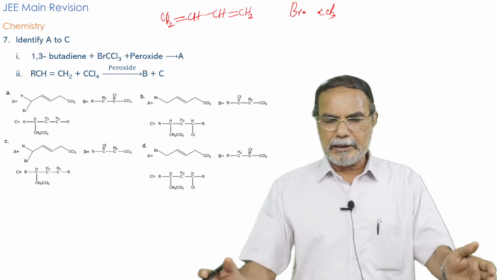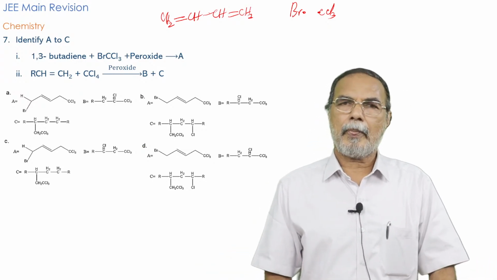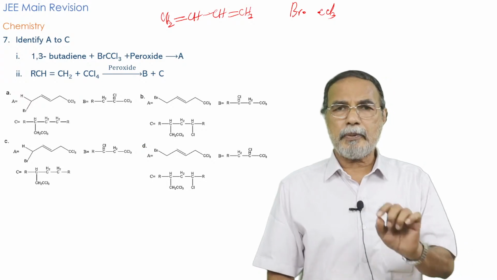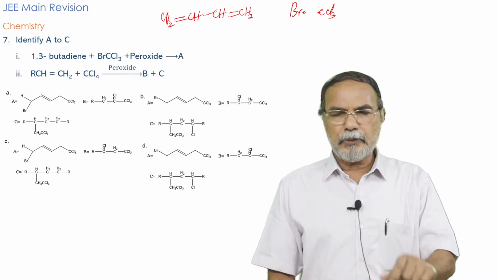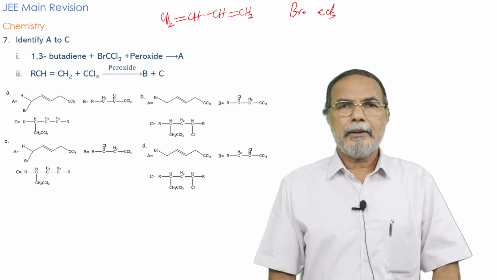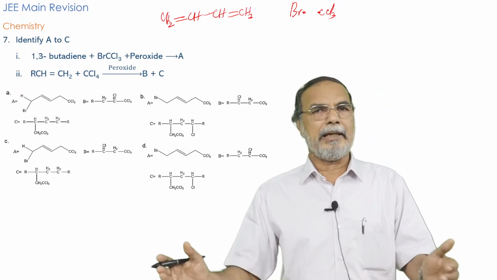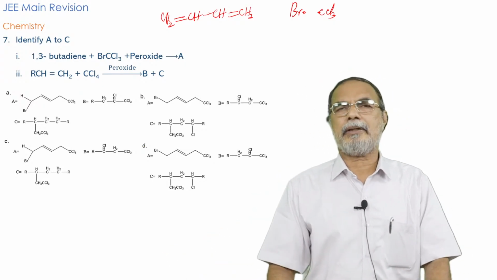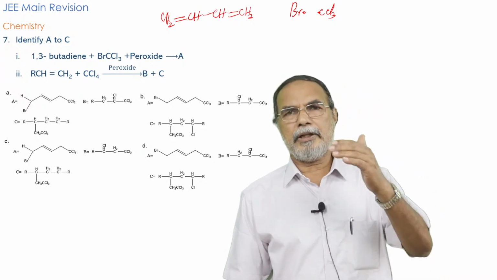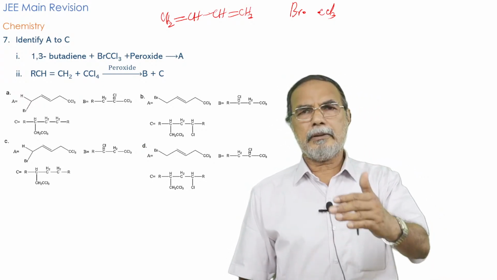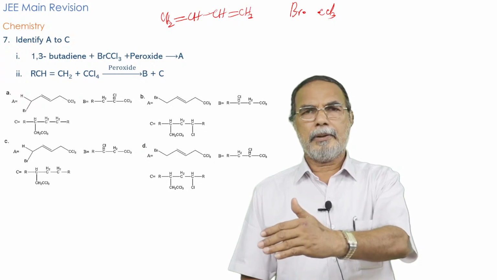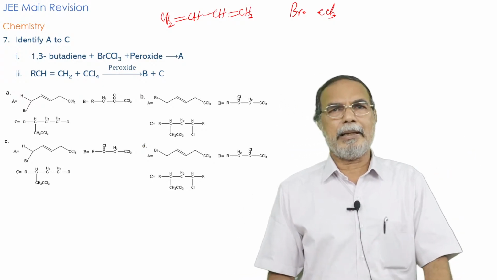So the radicals are to be added to the double bonds. However, one has to be very clear about this butadiene. Butadiene is what you call a conjugated diene. What do you mean by conjugated? Conjugated means you have a double bond, then a single bond, then a double bond. Then it is called a conjugated diene.